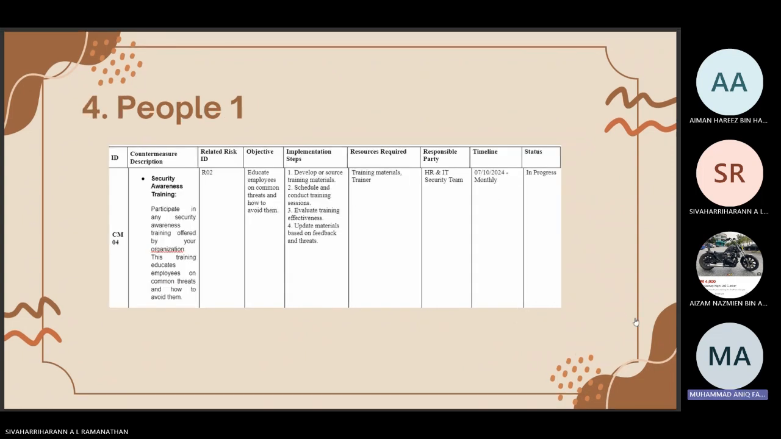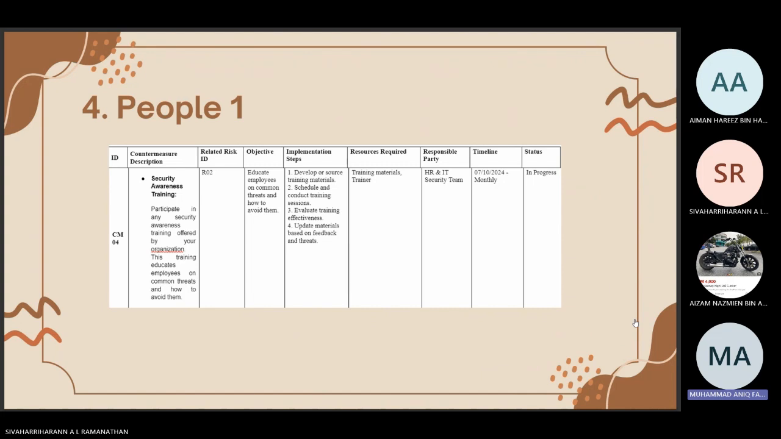So for the people, we can do a security awareness training. So this involves participating in or providing security awareness training to educate employees on common threat and preventive measure. Related risk ID RO2 focuses on insider threat. The objective is to educate employee on common threat and how to avoid them.